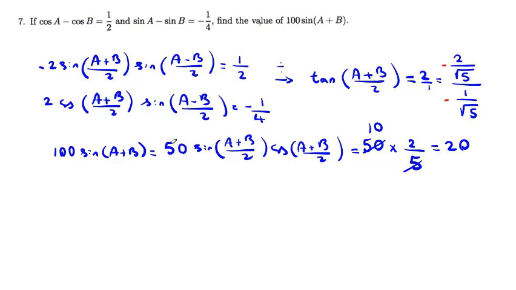So let's correct this one. It will be 200. It will be 200 times 2 over 5. If we divide, it will be 40. So the answer equals 8.